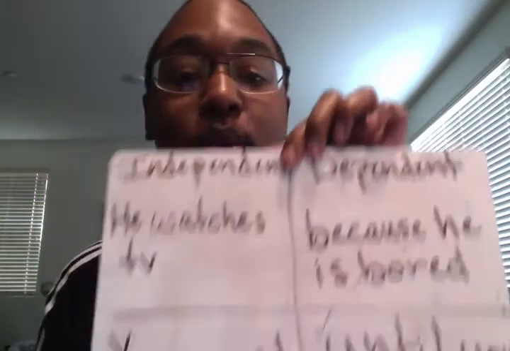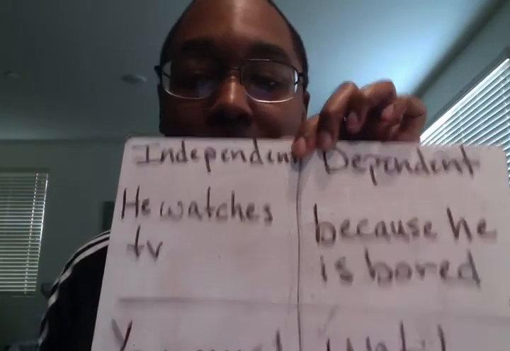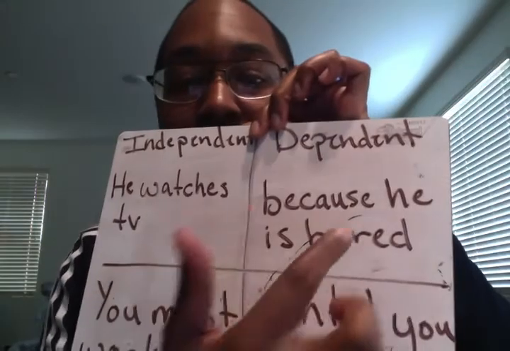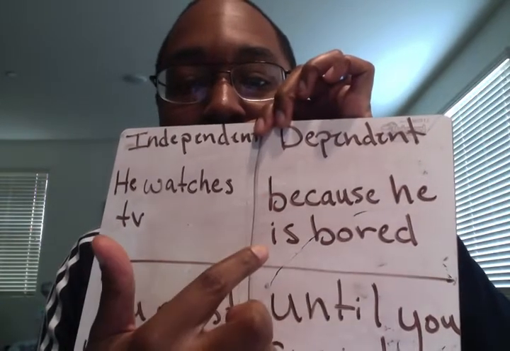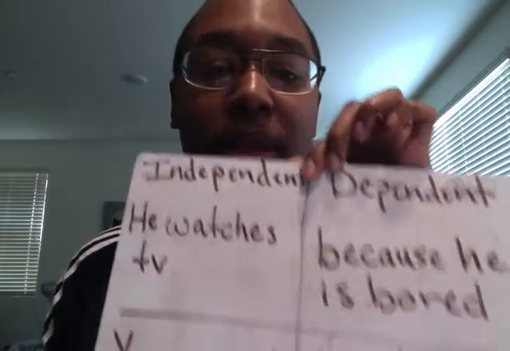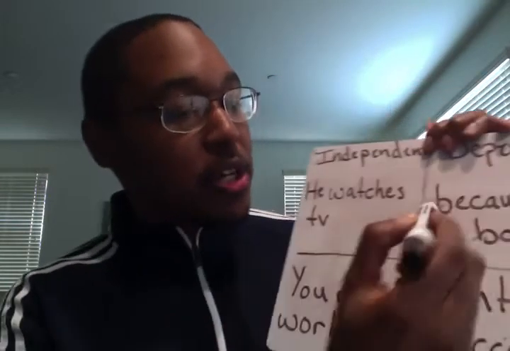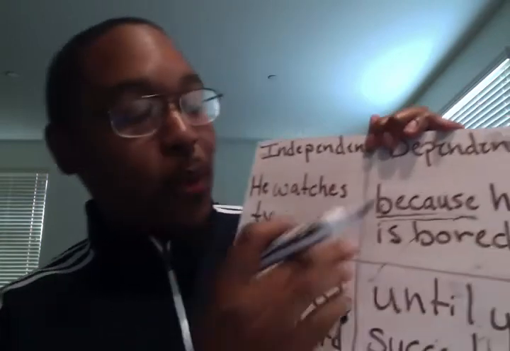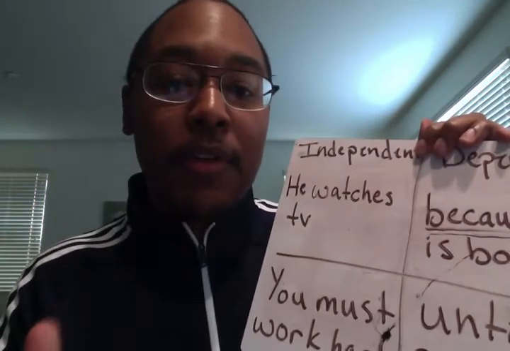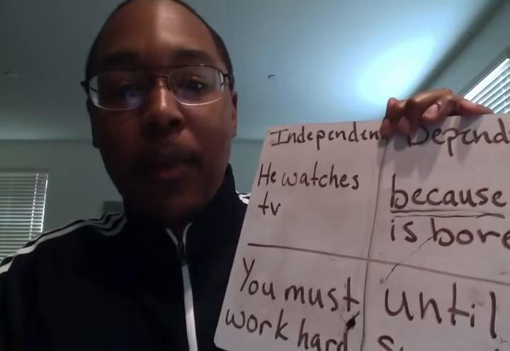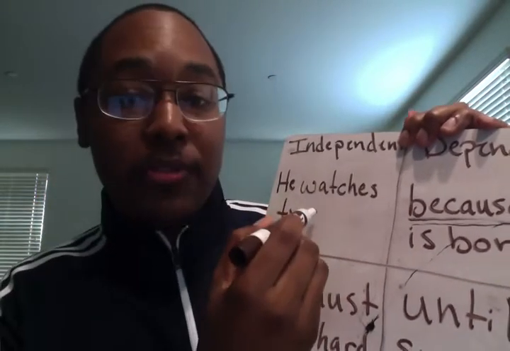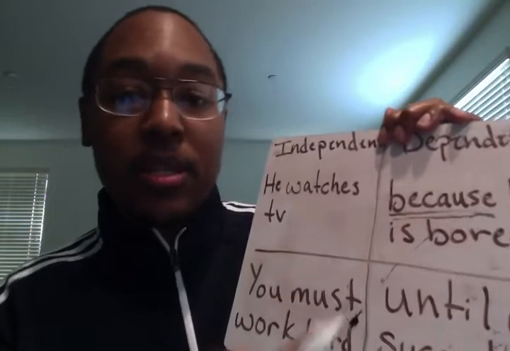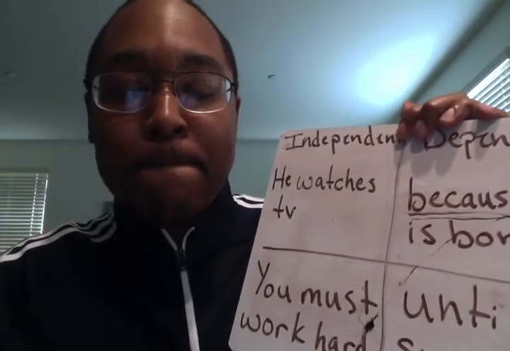But what if I only had because he is bored? I can't start a sentence like that and end it like that. Even though I do have a subject and a verb, it's still not a complete thought because of that word, my subordinating conjunction, because. That word right there is keeping me from making it a complete sentence if I started off like that. But if I put something before it, he watches TV because he is bored, I'm good there, right? What about the next one?